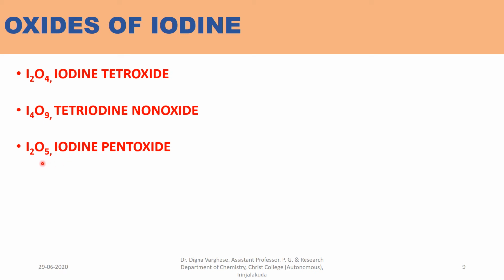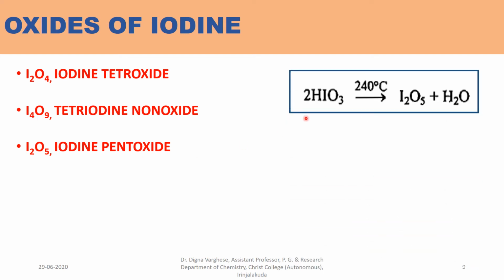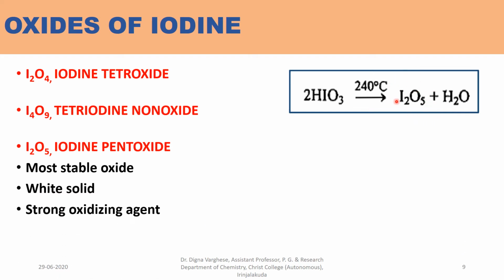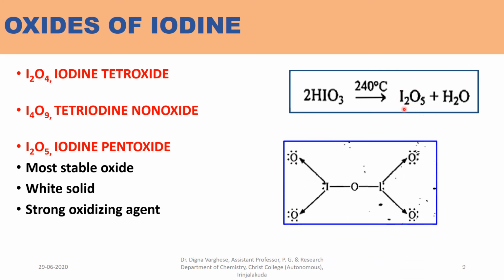It is the most stable oxide of iodine, and it can be prepared by heating iodic acid at 240 degrees Celsius, giving iodine pentoxide. It is the most stable oxide. It has a white color, and it is in the solid state. It acts as a strong oxidizing agent. The structure of iodine pentoxide is shown in the figure.